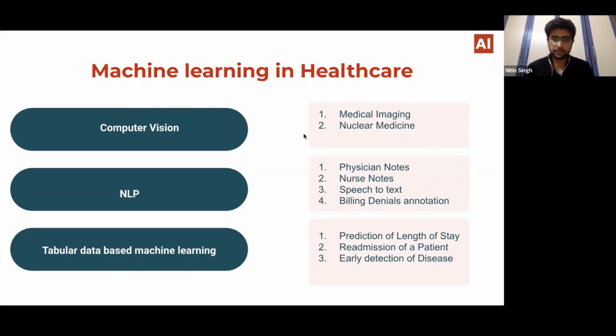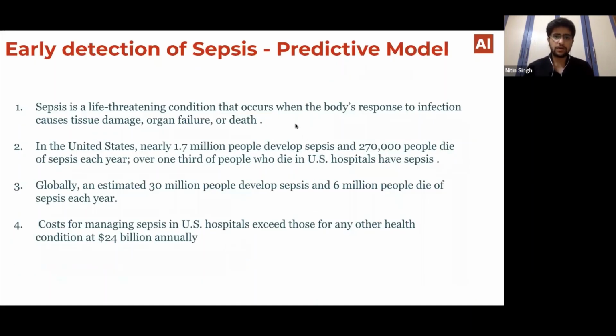Okay, let's move to the next slide. All right, so today we'll be talking about sepsis. Sepsis is a life-threatening disease. It comes into the body in the form of an infection, and that leads to organ failure or death.